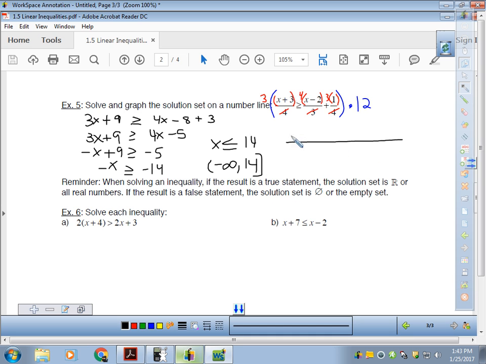For our number line, put a couple numbers on here. So here's 14. So this would be 15, 16. Over here we'd have 13 and 12. We want x to be less than or equal to 14. So I'm going to put a bracket on 14, and then I will shade over here to the left to make it less than. And so there is my result for that one. So that's kind of how those ones work.